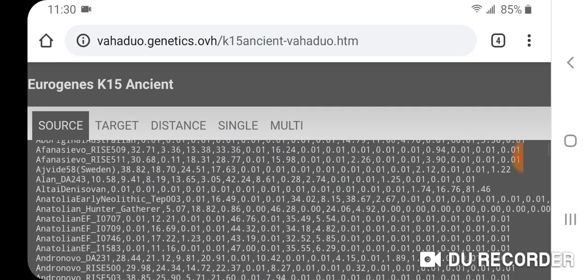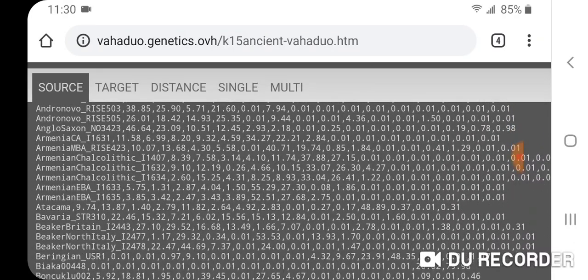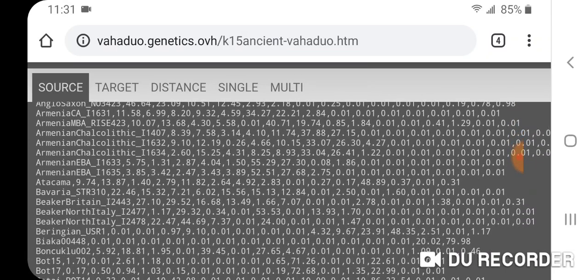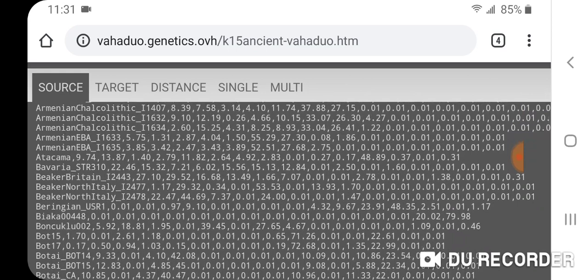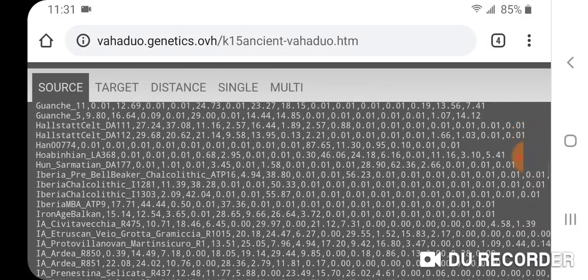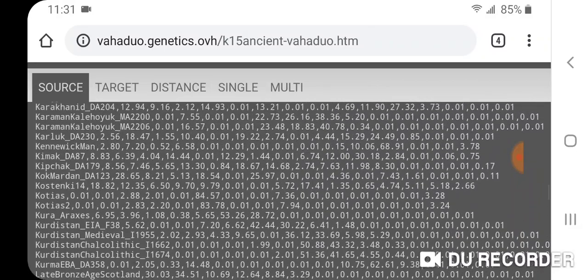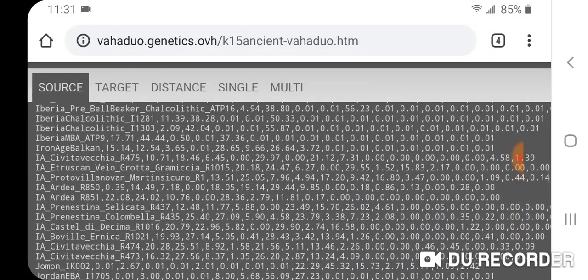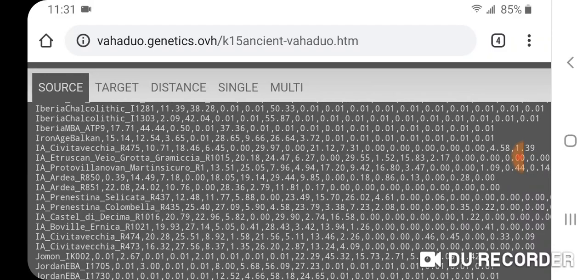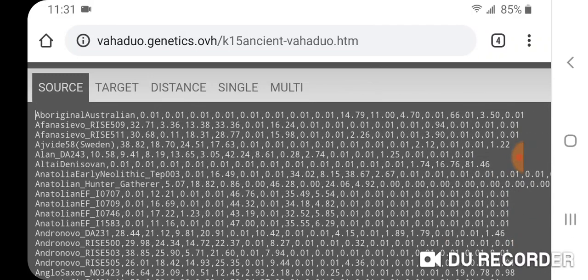click on K15 Ancient, and these are the ancient DNA samples taken from various genetic studies and excavations around the world, from different periods, from the Bronze Age to Chalcolithic to the Iron Age to Neolithic, to the Middle Ages, etc. They're individual samples, and they are updated with the most recent, including the huge study they did on ancient Roman DNA samples. So yeah, I'm just going to show you my results real quick.